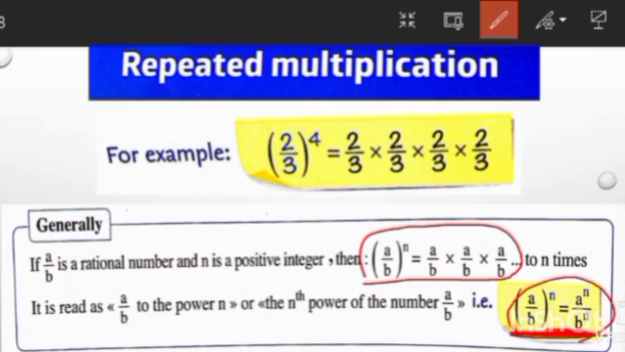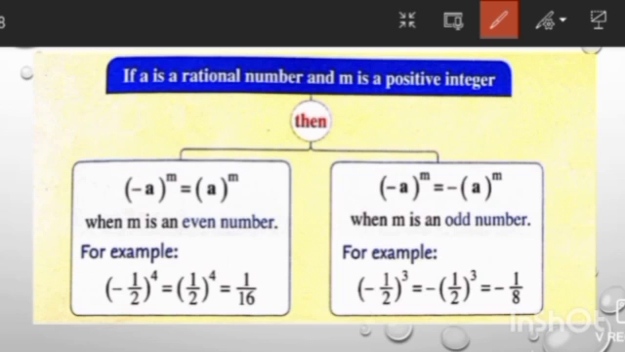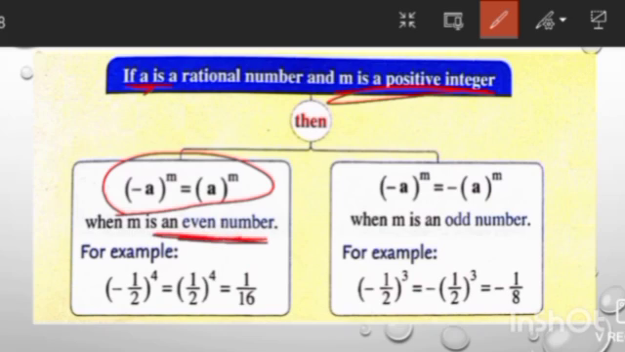Next, if a is a rational number and m is a positive integer, then (-a)^m equals a^m if m is an even number. For example, (-1/2)^4. 4 is an even number, then it will be (1/2)^4, okay, then equal 1/16.